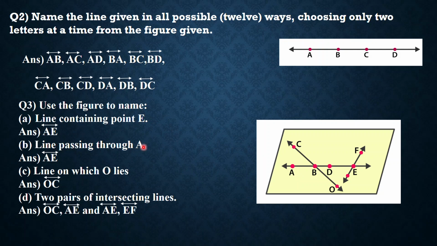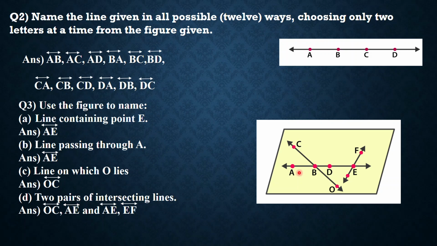Line passing through A. Obviously A is here. So the line passing through A is line AE, or you can say line AB or line AD also, not a problem. Next, the line on which O lies. Where is O? Here. On which line is it lying? You can say line CO or line OC. Okay, it is OC.